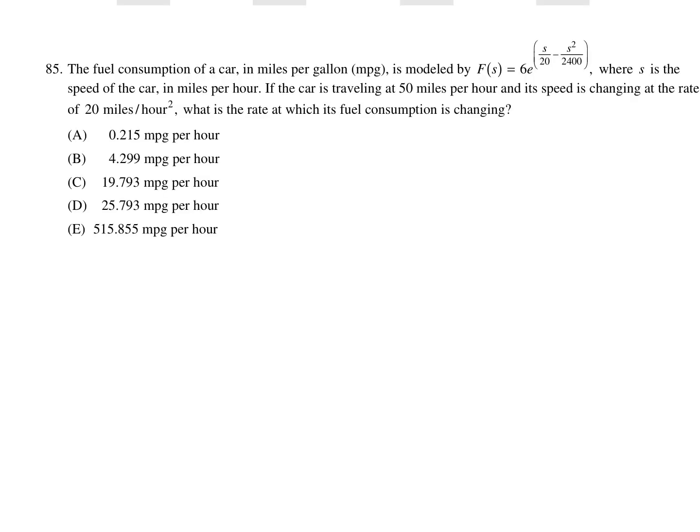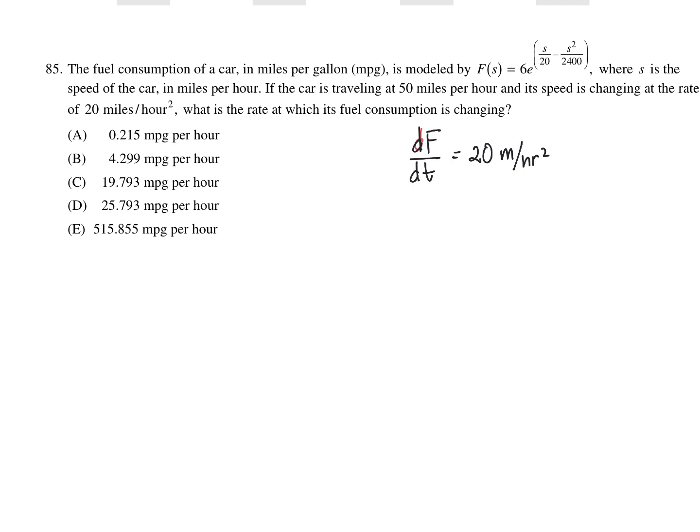Okay, let's see. The fuel consumption of a car in miles per gallon is modeled by that function, where S is the speed of the car in miles per hour. If the car is traveling 50 miles per hour and its speed is changing at the rate of 20 miles per hour squared, then df/dt. This is related rates, right? 20 miles per hour squared. We're looking for df/dt.